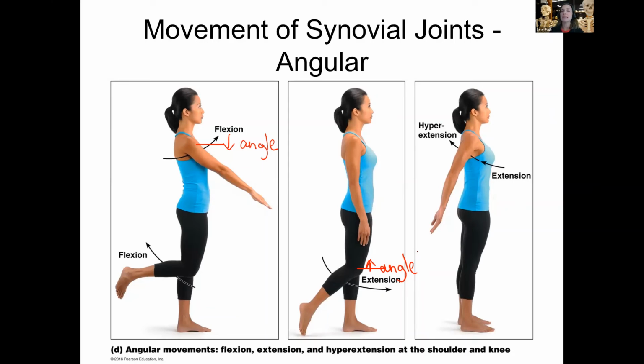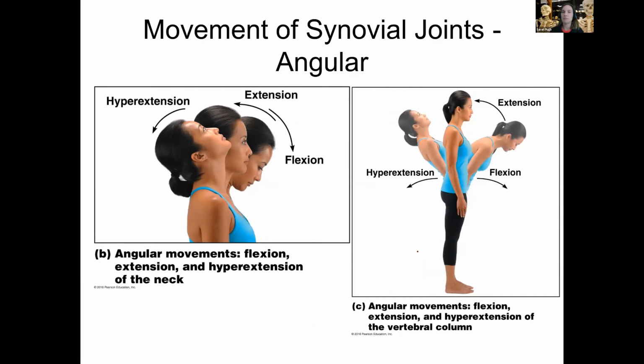She's showing you in this image the shoulder joint. You can flex your shoulder joint, you can extend it, and then you can hyperextend it, go beyond anatomical position. It's the same thing with the neck, and you can do it at the trunk too. You can hinge at your trunk, flex, extend, and hyperextend.